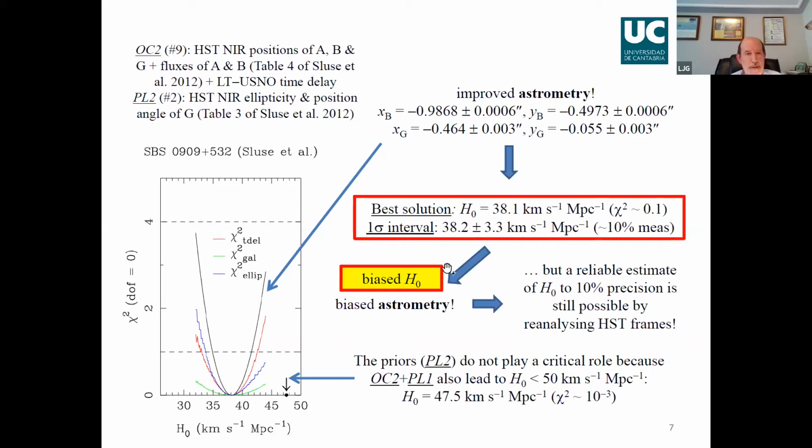The new priors, the new parameter limits that we use in this fit on the structure of the galaxy, don't play a critical role, because the use of previous priors also produces a value of H0 below 50. Hence, the astrometry is biased. This is our main conclusion. The astrometry is biased, and an additional data analysis is required to estimate H0 to a precision of 10% in a reliable way.